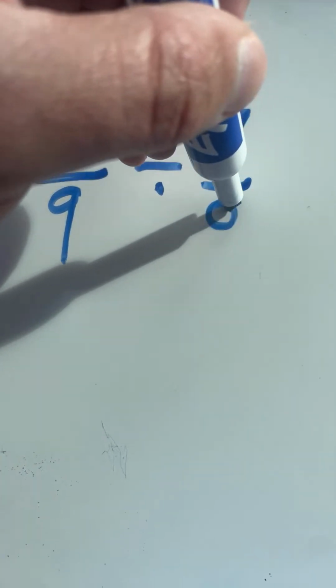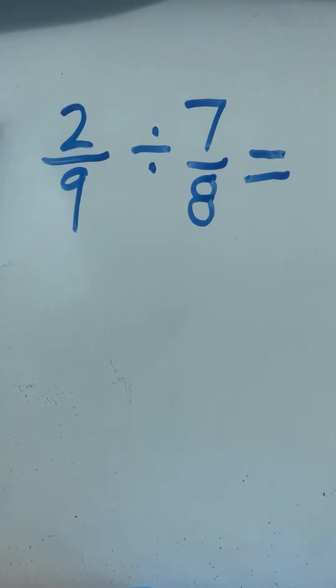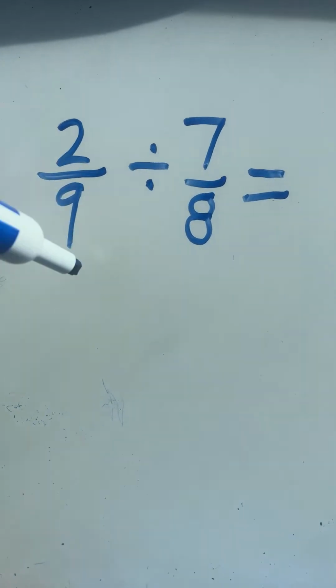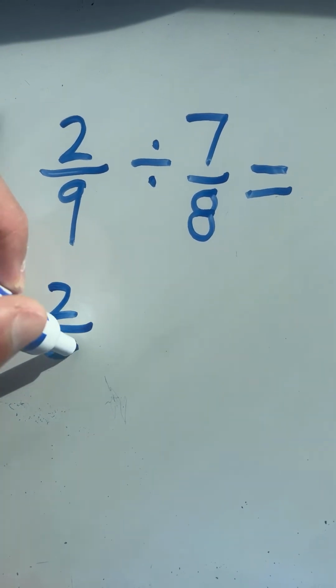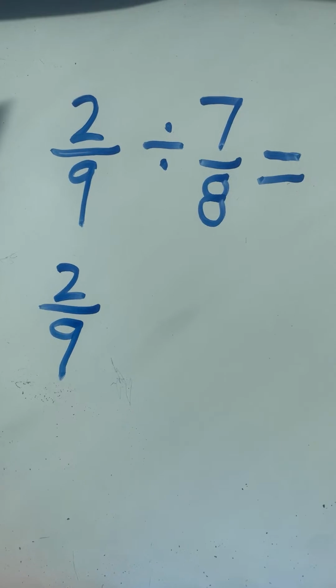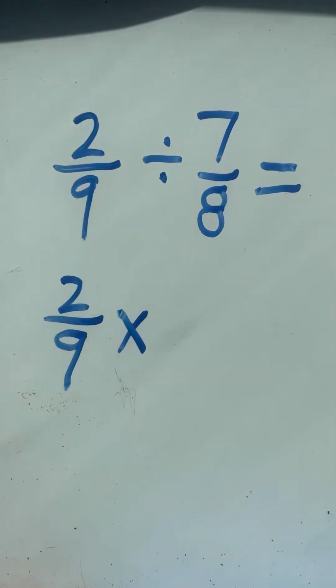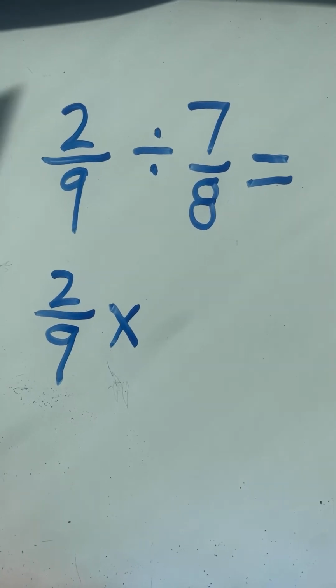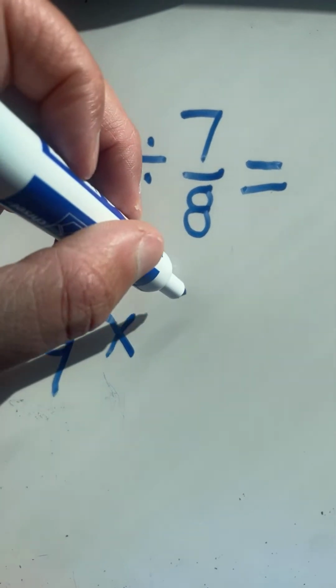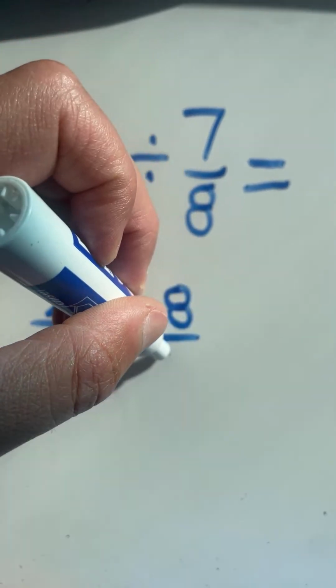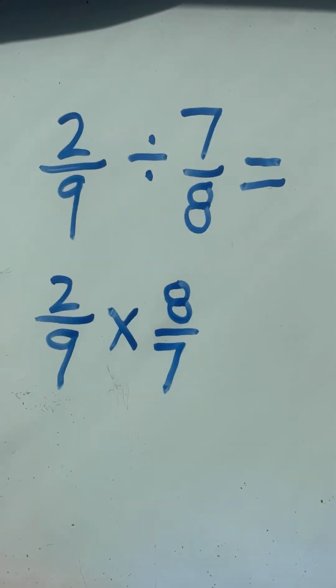All right. 2/9 divided by 7/8. So step 1, we keep our first fraction in the problem the same. Step 2, we change the division sign to a multiplication sign. And step 3, we flip the second fraction. Our denominator becomes our numerator, and our numerator becomes our denominator.